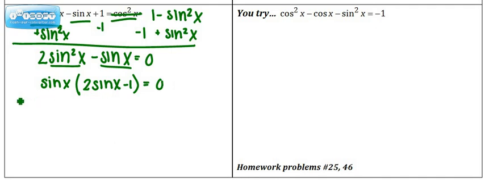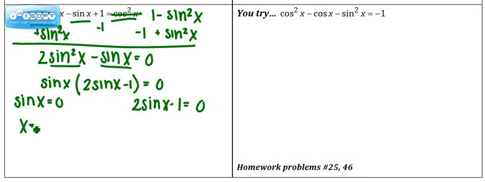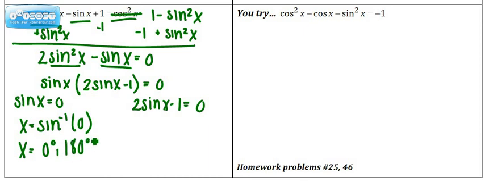Using the zero product property again, I can set sine of x equal to 0, and then 2 sine of x minus 1 equal to 0. On the left-hand side, using inverses, I'm going to ask myself where on the unit circle sine has a value of 0. And as soon as we check that, we should find that sine has a value of 0 at 0 degrees and 180 degrees.